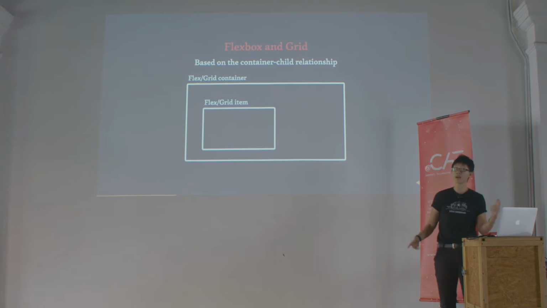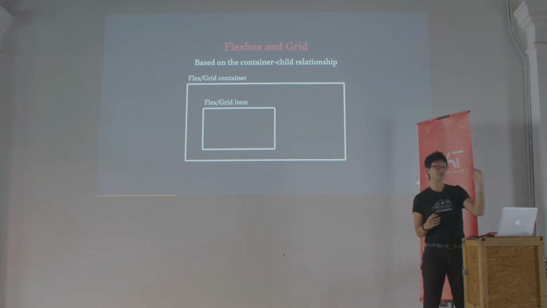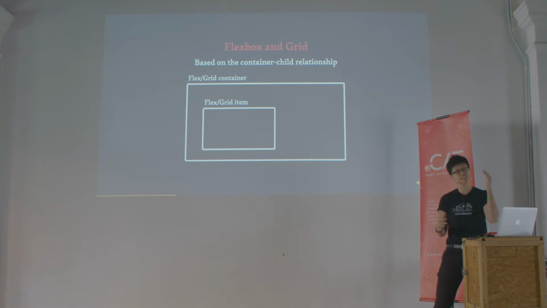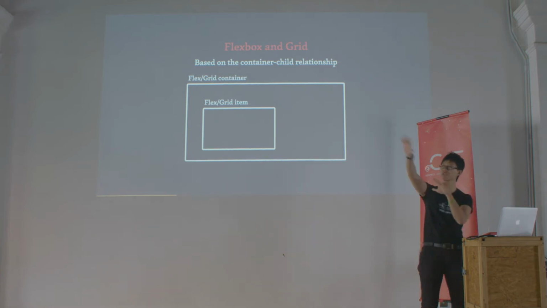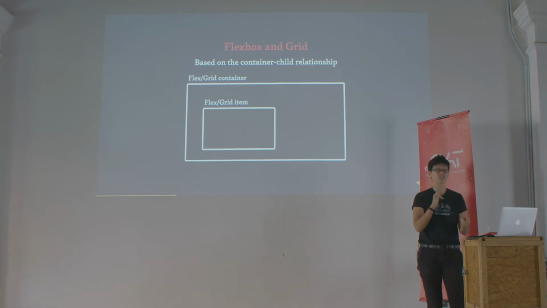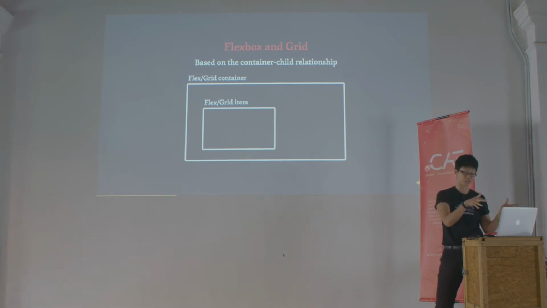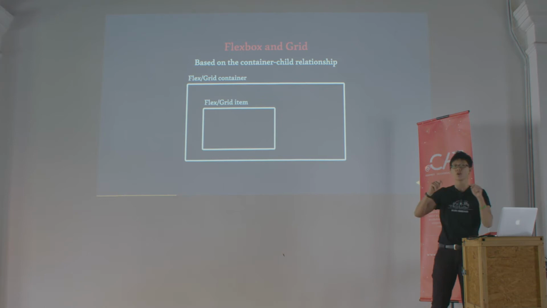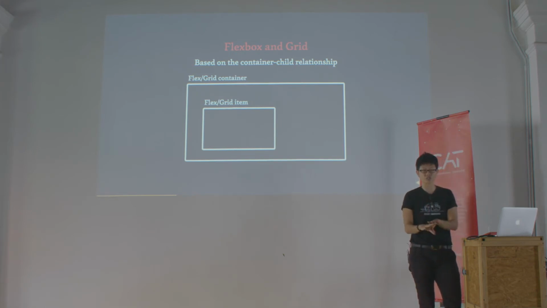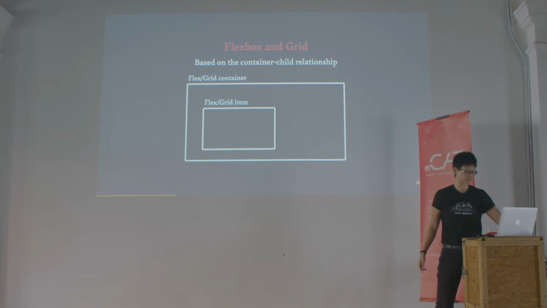So the first thing I want to talk about is Flexbox and Grid. Now, to me, Flexbox and Grid are like Jay-Z and Beyonce. They're great on their own, but together, they're on a different level of awesome. They both operate on what I call a container-child relationship, in that the display property is applied onto a parent container, which then affects the behavior of all the children in that container.